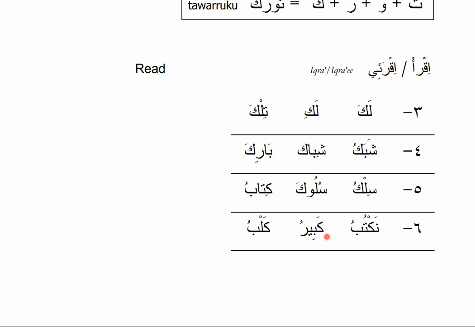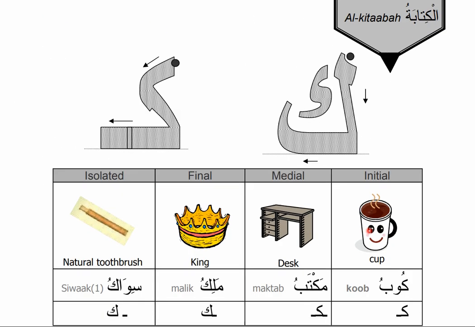Naktubu, Kabiru, and Kalbu. As you can see in all these words, the kaf is the initial letter, and in this word, the kaf is in the middle. So let's see. Kaf, when written separately, is written on the line, and there is a small mark in between the kaf, and it looks like an English S.